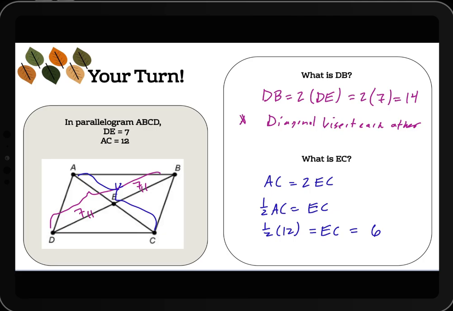We know that the diagonals bisect each other, so of course that indicates that if you're given the whole amount, if you're given the entire diagonal length, then you can obviously take half of that and find the half length that we're looking for there, which we are.